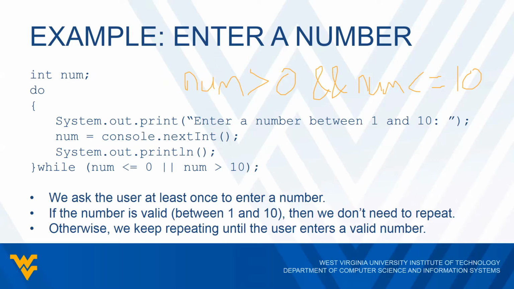If it's true, we want to get out of the loop, which means the condition of the while loop needs to be false. So this whole thing needs to be false. How do we do that? Let's take the negation of it. We put some parentheses around it and put an exclamation point. So what is not (num greater than 0 and num less than or equal to 10)? Well, it's num less than or equal to 0 or num greater than 10. So sometimes we have to be really careful with how we set up our condition in order to get what we want our loop to do.